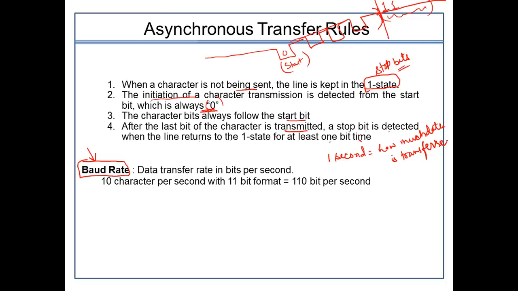Okay, so once we know this baud rate, it will be very easy for us to determine this. Like if I am saying I am able to send 10 characters in 1 second in 11-bit format. So 10 characters are there. Each character consists of how many bits? 11 bits. So definitely in 1 second, how many bits are transferred? 11 into 10 means 110 bits are transferred in 1 second. So this is how you need to determine the baud rate. It simply depicts how much data, in the form of bits, is being transferred in 1 second.